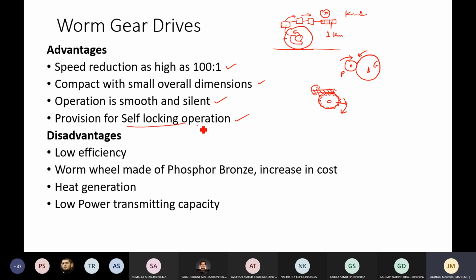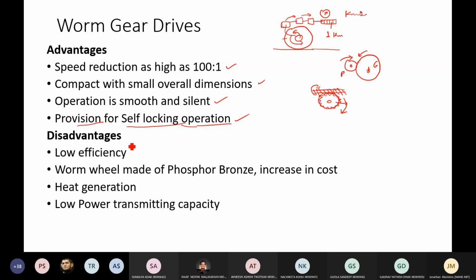So self-locking operation provision can be made. When you say provision, it is actually with respect to the angle. One angle is mentioned. We'll come to that later in a future slide. What is that angle and what is its importance? It is very similar to what you studied for power screws. Okay, the same thing.